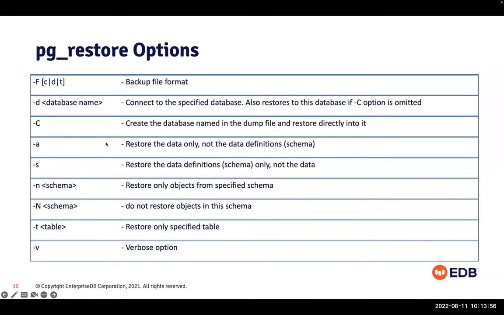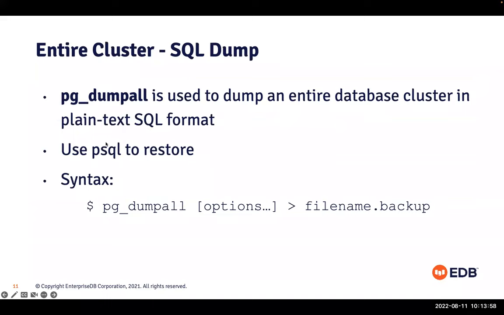Then pg_dumpall is used to dump the entire cluster. To take that entire cluster backup, we have the pg_dumpall utility and there are different options. You can take the backup by using pg_dumpall for your entire cluster. If your entire cluster goes down, you have to create a simple default empty cluster and restore your backup taken by pg_dumpall. For that, the PSQL utility is useful.